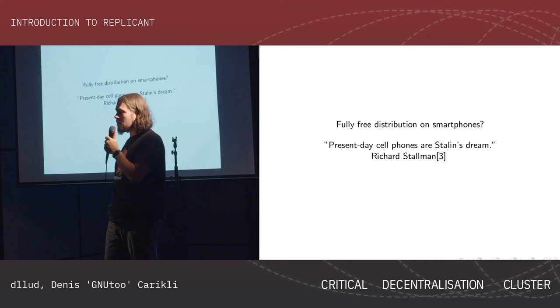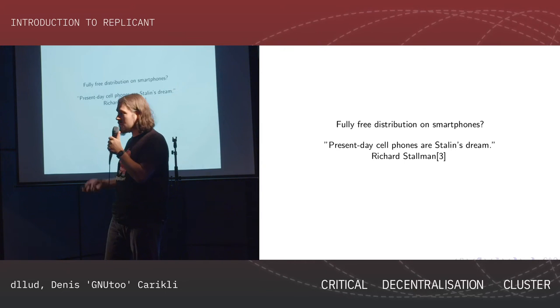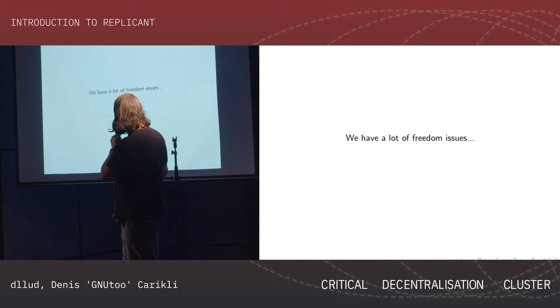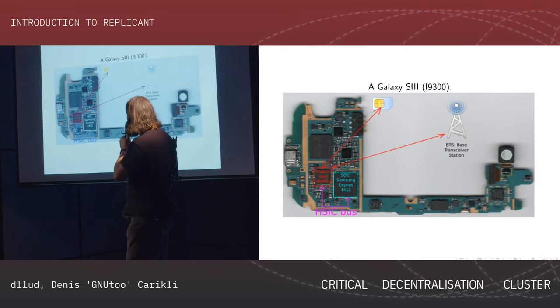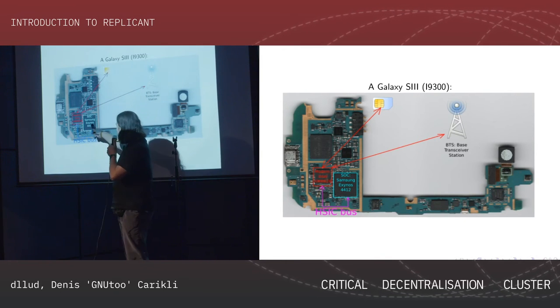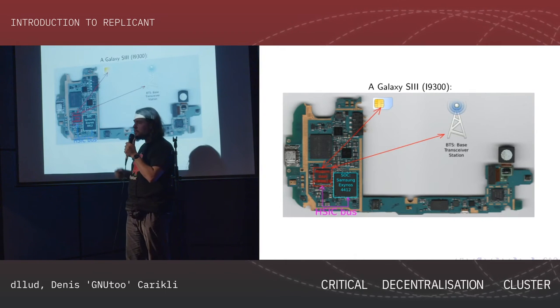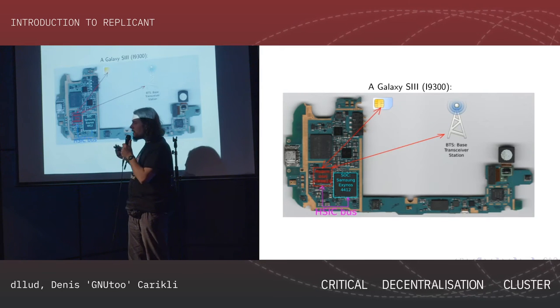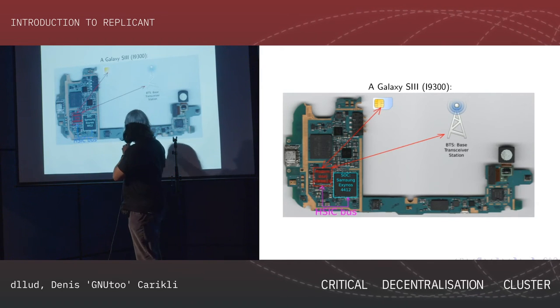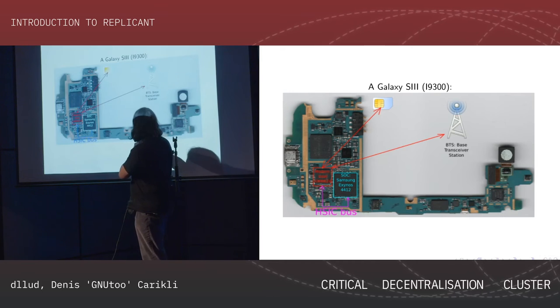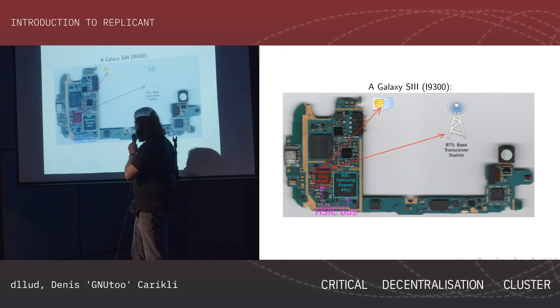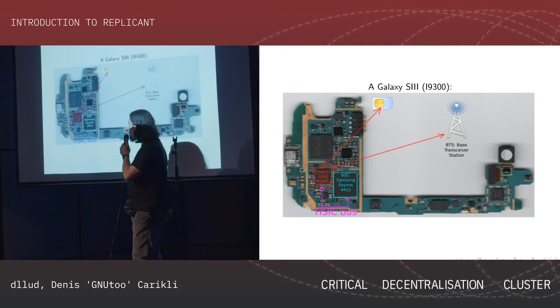This is a quote from Richard Stallman. We are going to look into it. So we have a lot of freedom issues. This is a Galaxy S3. This is a system on a chip. It's a chip with a main CPU, graphic card, SD card controller, a lot of stuff in the same chip, not necessarily everything. For instance, you have the Wi-Fi card somewhere here. I don't remember which chip. So some of the stuff is not in the same chip.